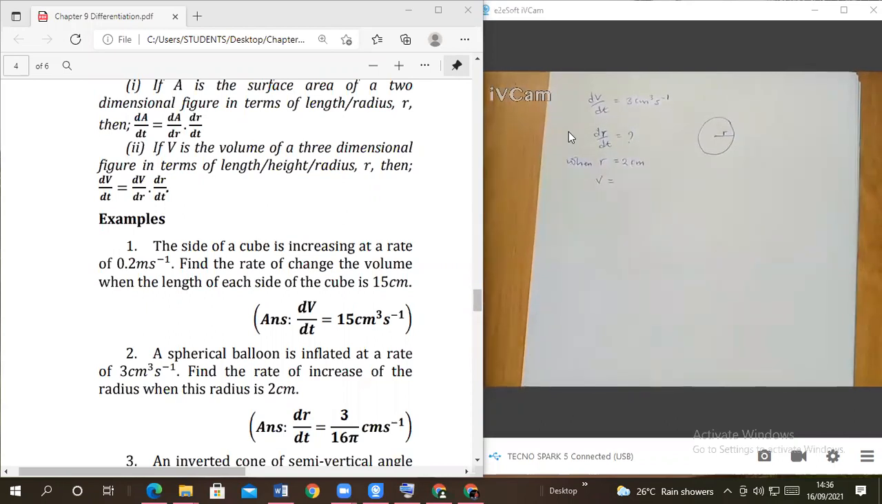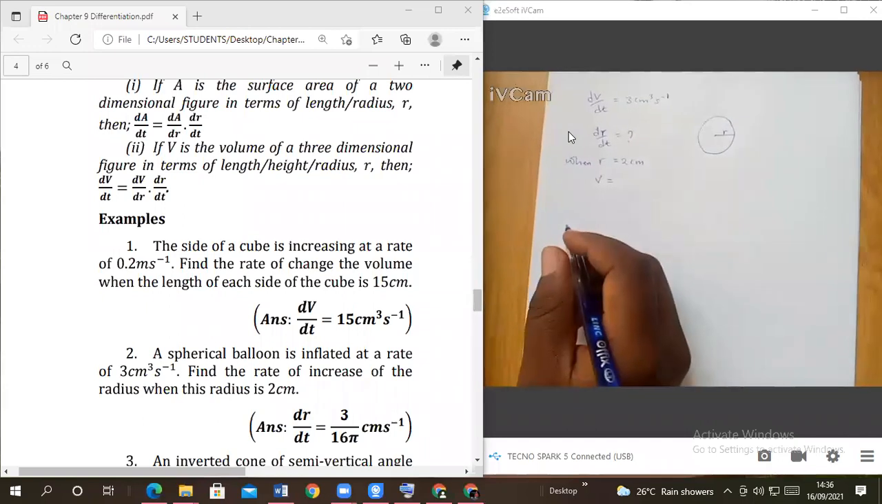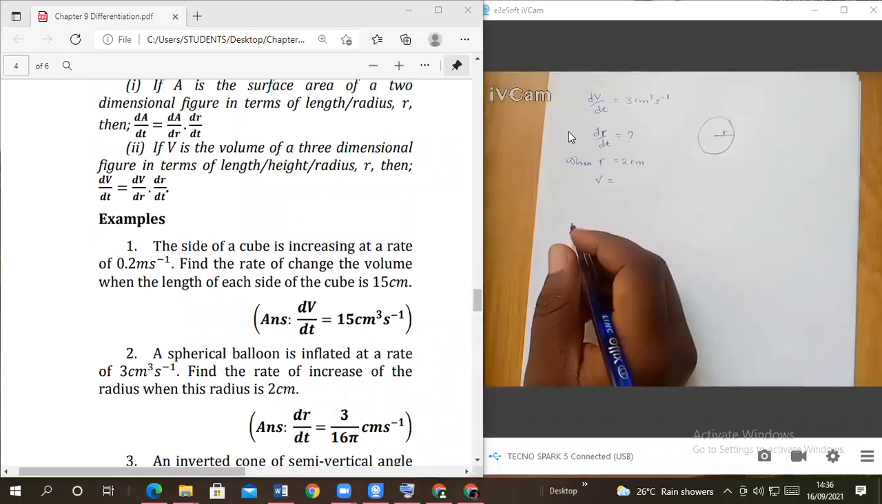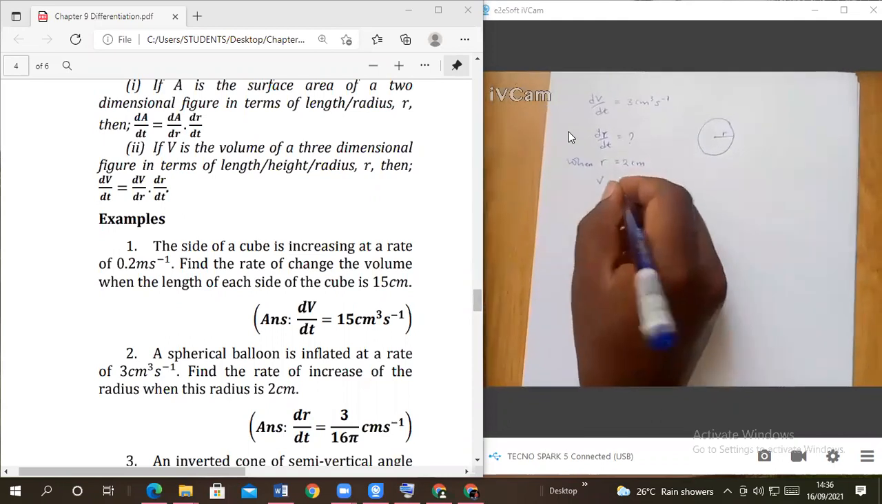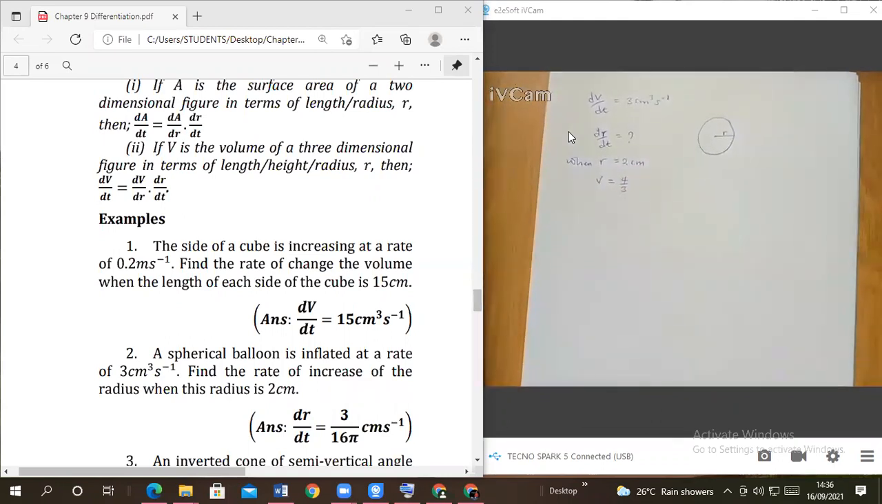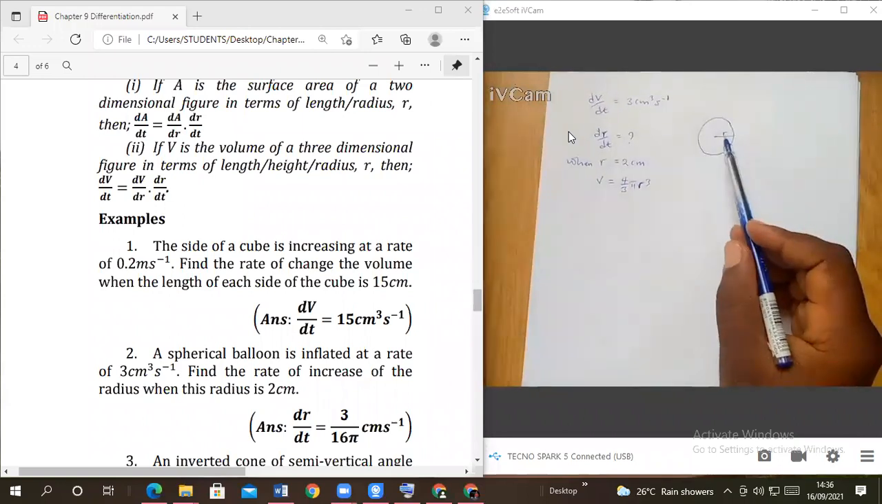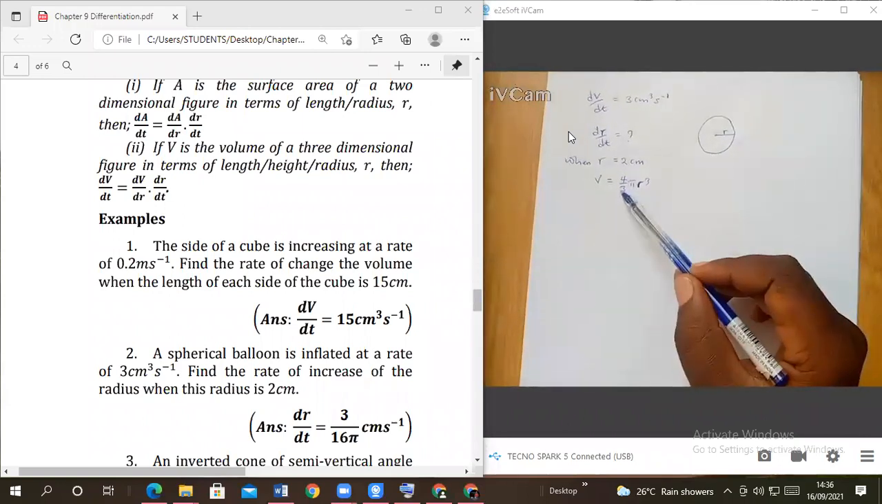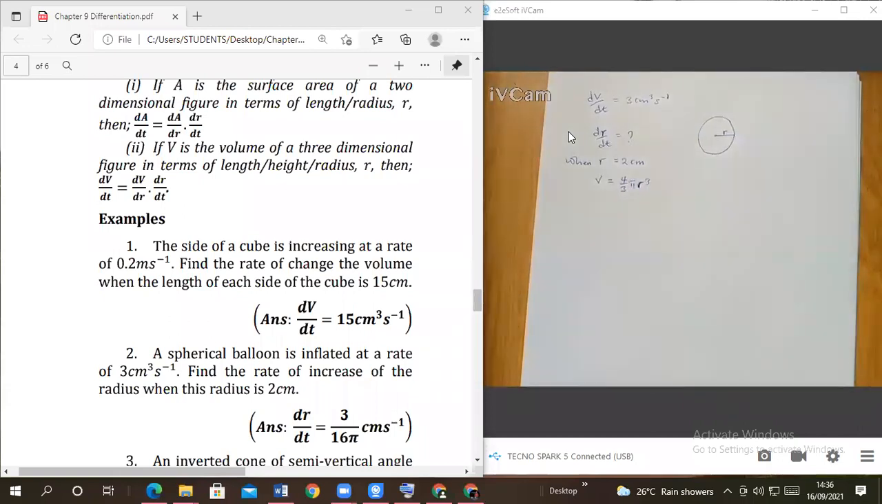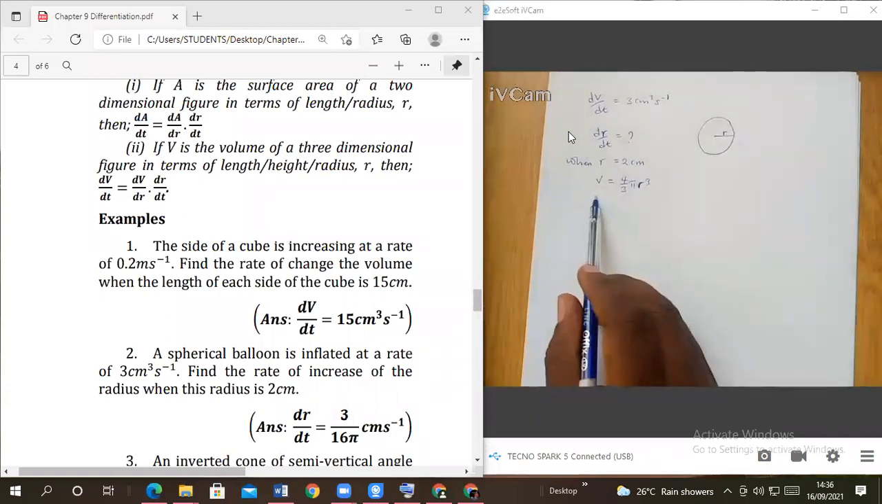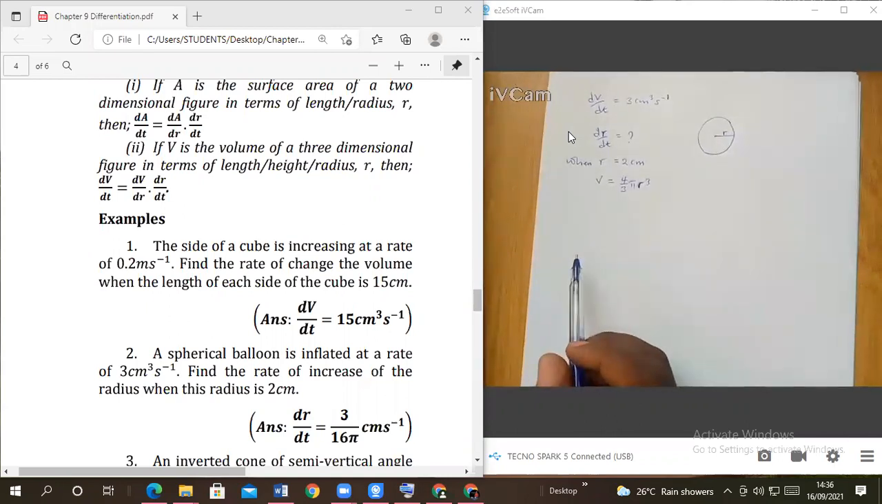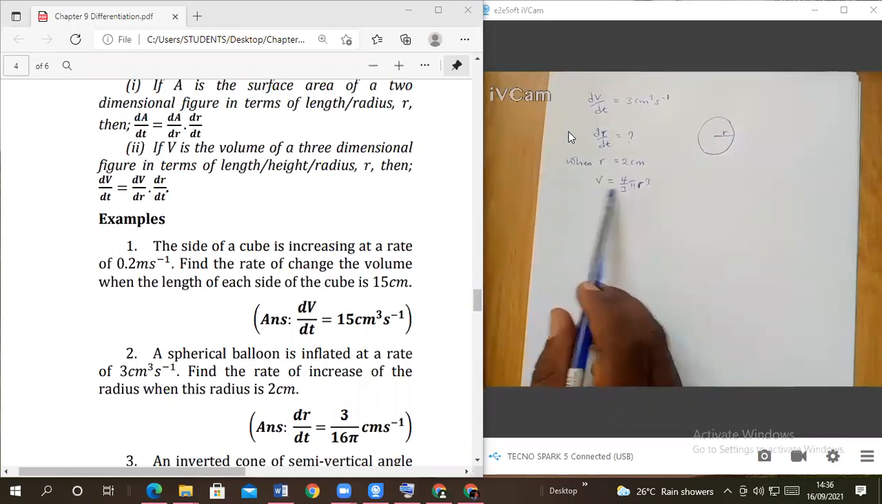That's why I said you need to know this formula that we use to find volume and area of these different figures. It is what? It is 4 over 3 pi r cubed. Very good. That is correct. So it is in terms of 1 dimension r. That is 4 over 3 pi r cubed. Correct formula. Okay. So after quoting that formula, then you can use it to find the dv dr.